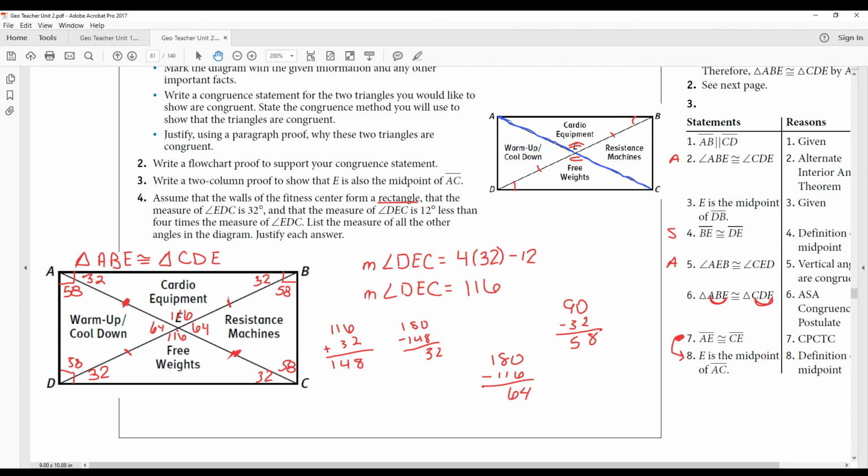And I've verbally justified every one of my answers. Of course, you would have to write it down. And you would say 64 because, and you would name these two angles are supplementary. And you would say 58 because these two angles are complementary. These two angles are vertical angles. You would just need to write down the reason beside each calculation. This information right here was given.